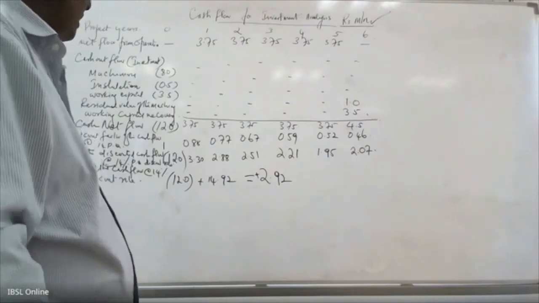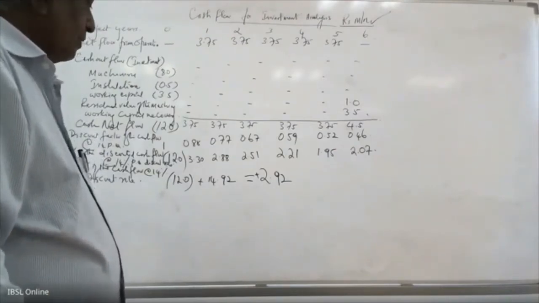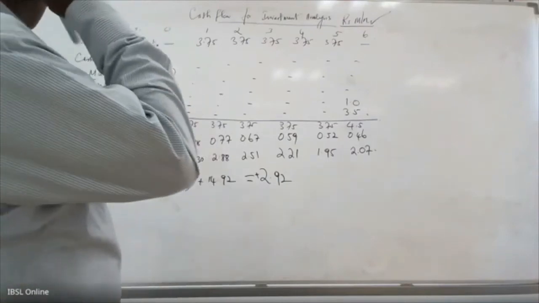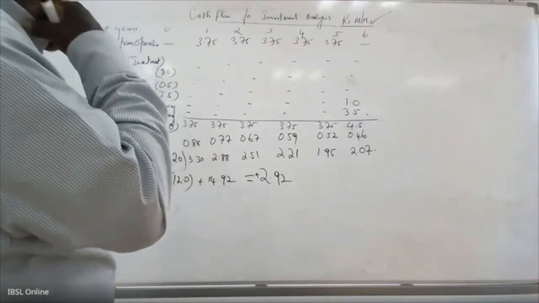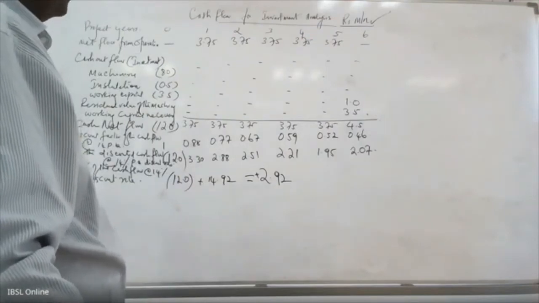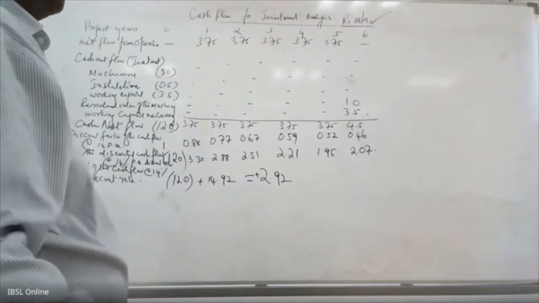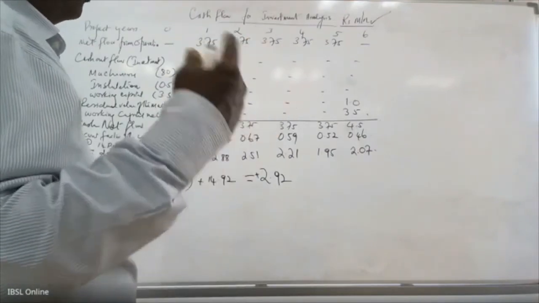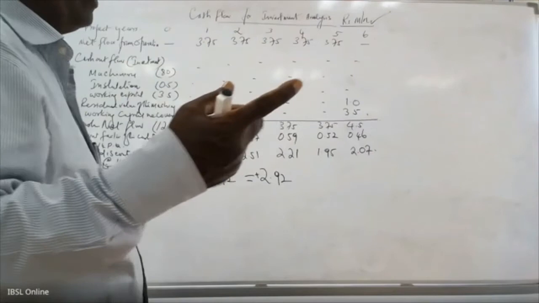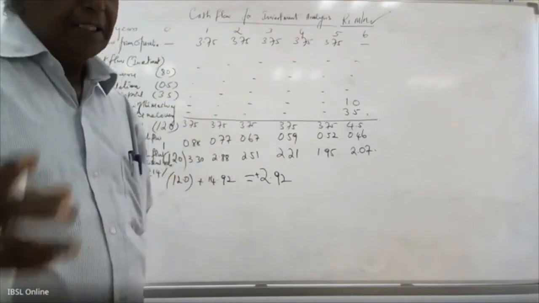Okay, now shall we calculate the IRR for this one? So now the borrowing rate is 14%. To calculate the IRR, what do you have to do? You have to increase the discount rate or reduce the discount rate. Please, someone answer.